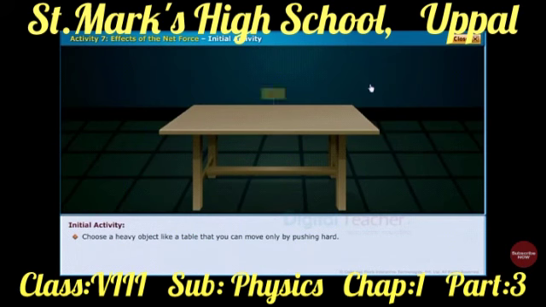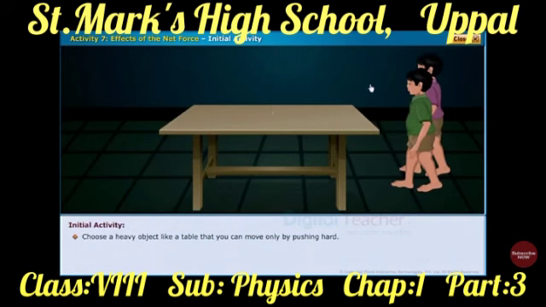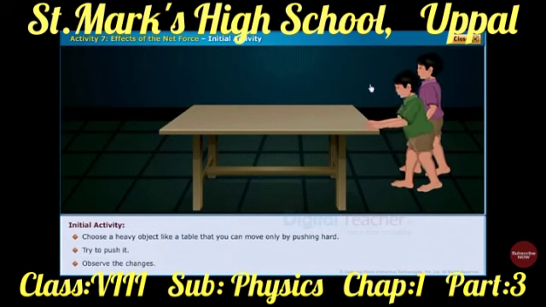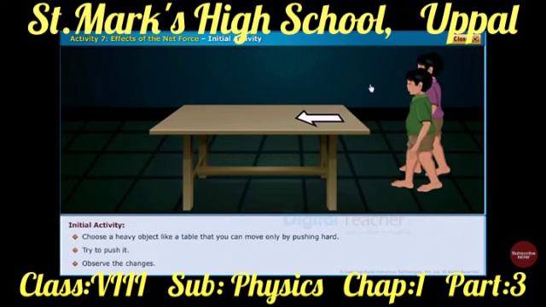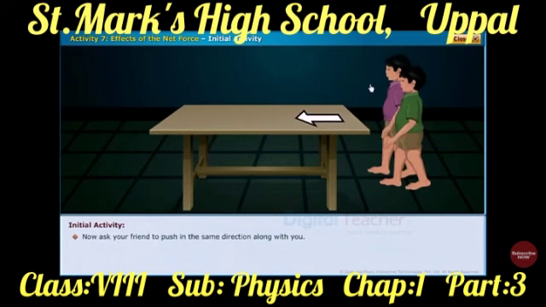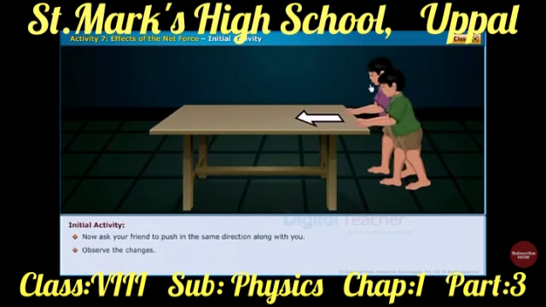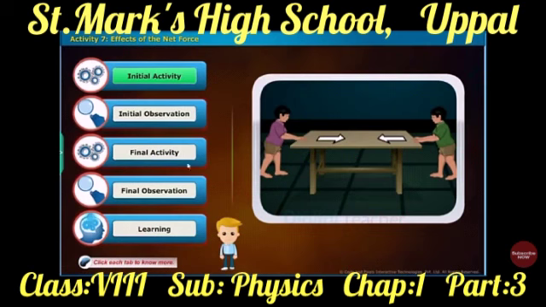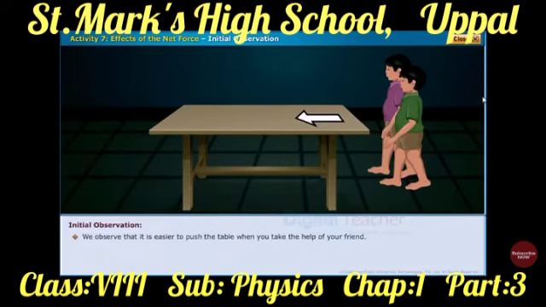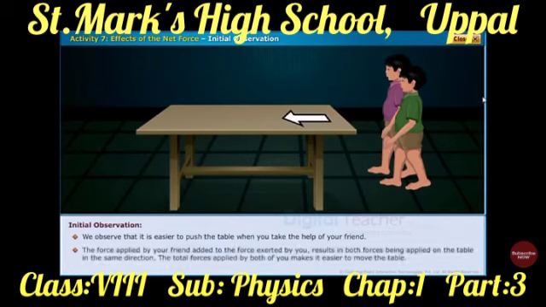Choose a heavy object like a table that you can move only by pushing hard. Try to push it. Observe the changes. Now ask your friend to push in the same direction along with you. Observe the changes. We observe that it is easier to push the table when you take the help of your friend. The force applied by your friend added to the force exerted by you results in both forces being applied on the table in the same direction. The total force applied by both of you makes it easier to move the table.